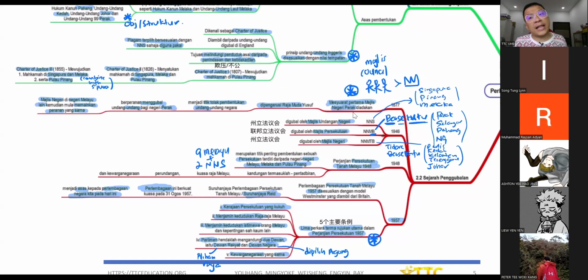Why Perak? Why not Selangor? Why not Pahang? Because the Perak Sultan went and fought a war with the British called Perang Pasir Salak. Why did the Sultan of Perak go and fight? Because the Sultan of Perak sent an assassin and killed Birch.